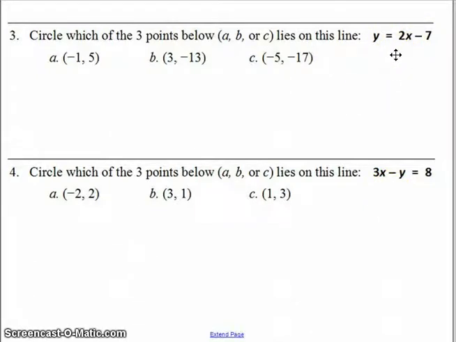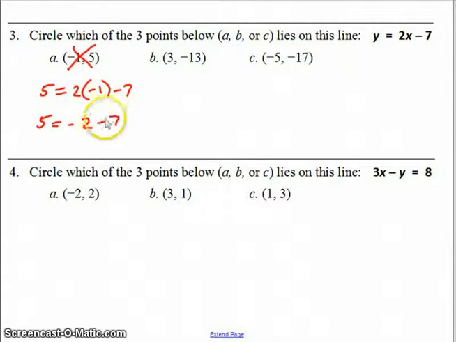The most common mistake I saw with number 3 was that people thought (-1, 5) belonged. If that was the case, then instead of y equals 2x minus 7, I'd plug in the 5 and the -1, and I'd get 5 equals 2 times -1 minus 7. Well, 2 times -1 is -2. So I've got 5 equals -2 minus 7. You put -2 and -7 together, you get -9. 5 is not the same as -9.